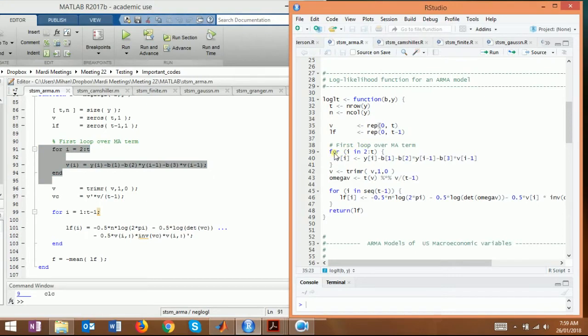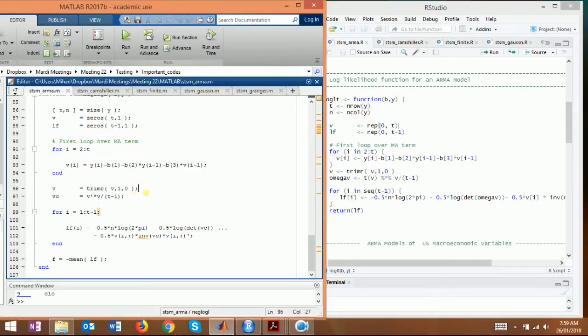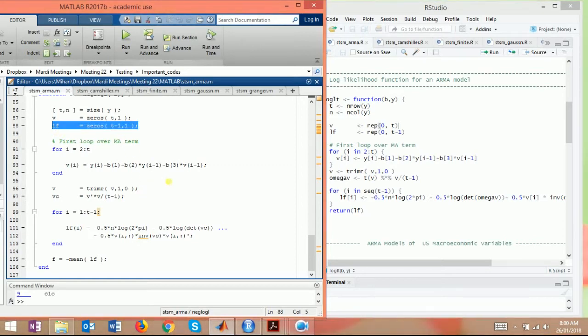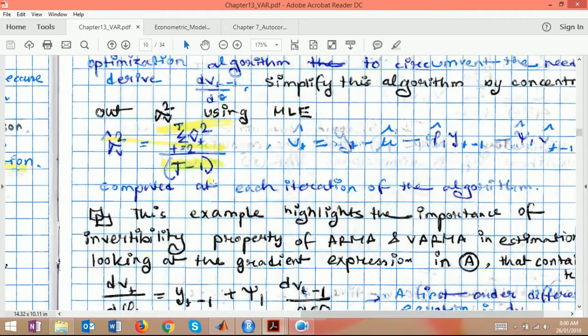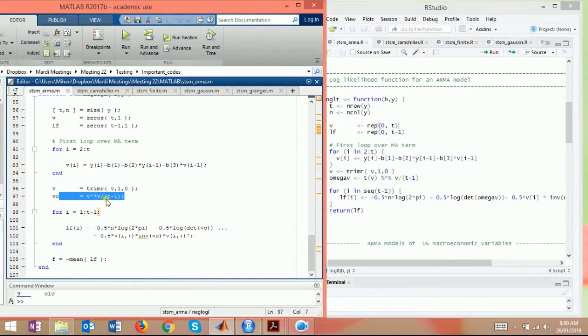Let's see how the loop is created in R. For i in 2 to T, v i is y i minus mu times 1 minus phi 1, y t minus 1 minus phi 2, minus psi 1 v t minus 1. Okay. Then, to maintain the size, we trim v so that the dimension is shifted. We trim v 1 because it's a 1-1 process, so we have to trim because we are taking the lag as well, t minus 1. And then sigma square v is v square divided by t minus 1, which was in the equation. So v square is v transpose v divided by t minus 1.